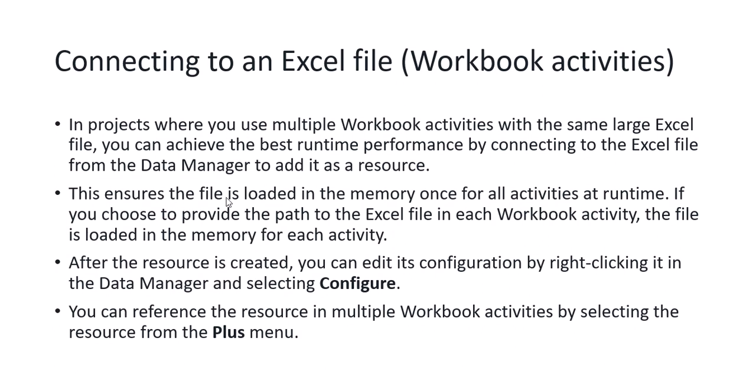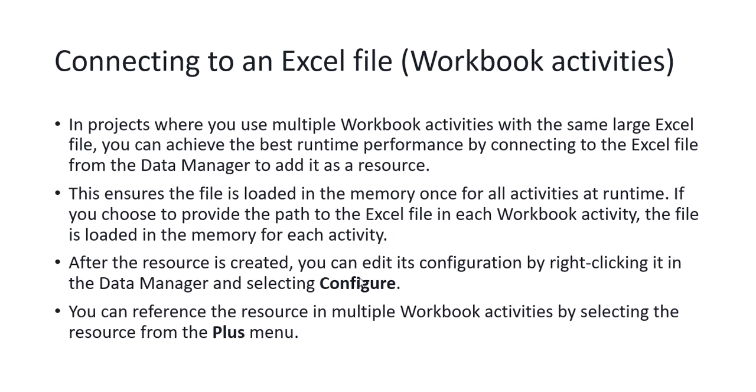This ensures the file is loaded in memory once for all activities at runtime. If you choose to provide the path to the file in each workbook activity, the file is loaded in memory for each activity. So at runtime, at the beginning only, the file is read and loaded in memory, and for subsequent uses UiPath will directly use data from that runtime memory. It will not go and read it every time, so it is performance efficient.